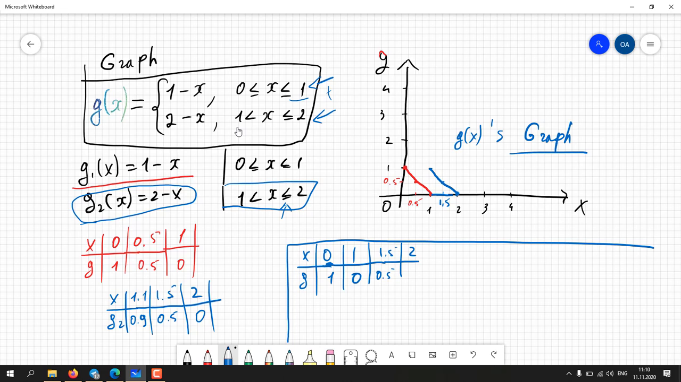Number 2 becomes 0. So draw a graph, x 0, y 1. It's this point, x 1, y 0. It's this point. This one, x 1.5, y 0.5. It's somewhere here. x 2, y 0, it's here. So it's somewhere here like this. This is the graph, x, g of x. So that's all.